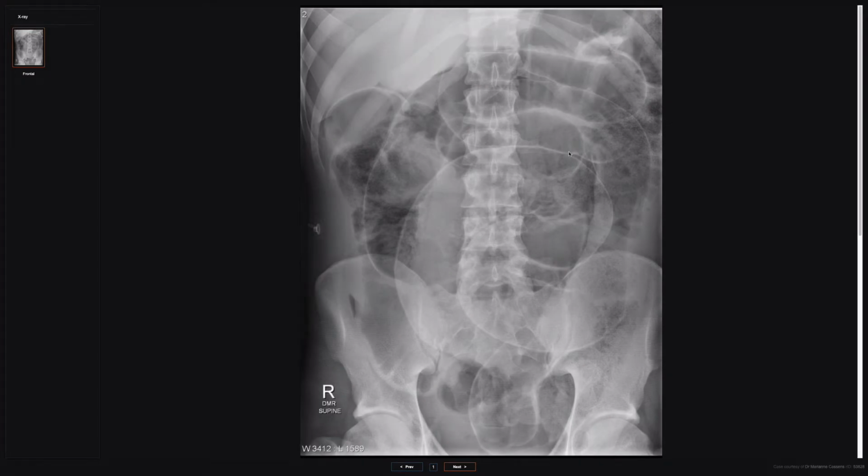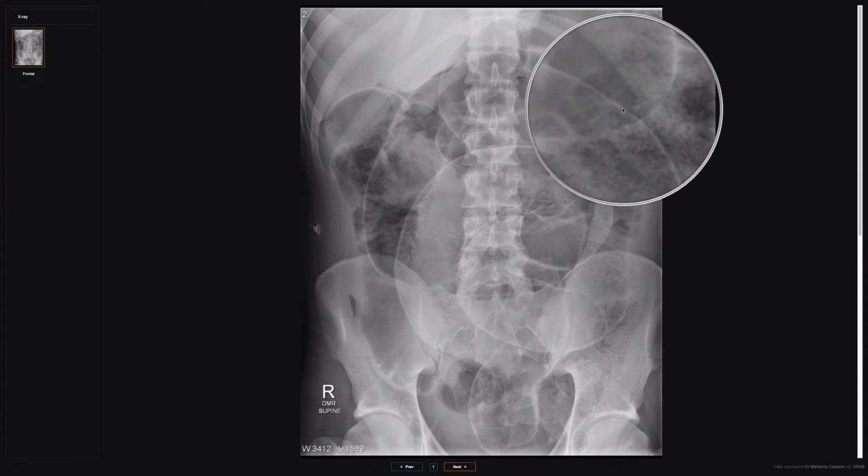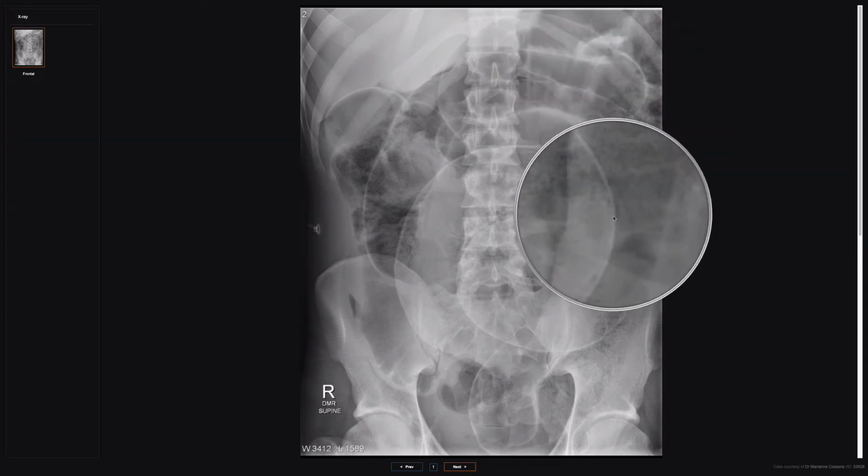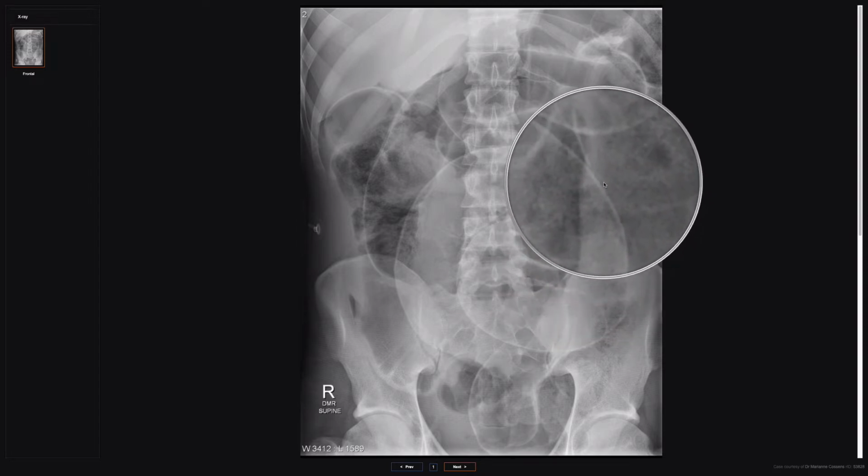And we may come across Wriggler later during this session. So here is another example of Wriggler's sign, much more florid, much more obvious. So everywhere you look, you can see the bowel wall is defined really crisply and clearly. Can you just see over here? Should not be able to define it so easily.